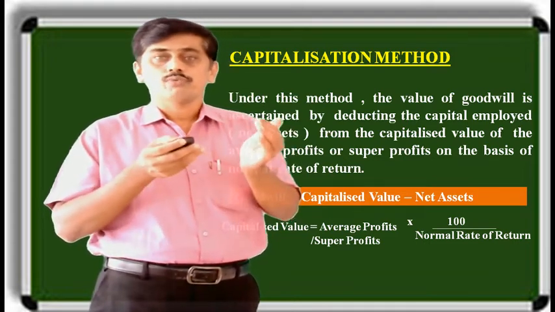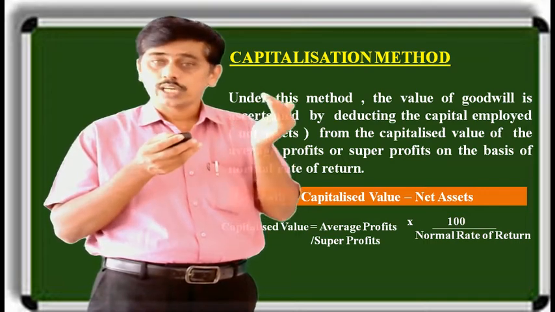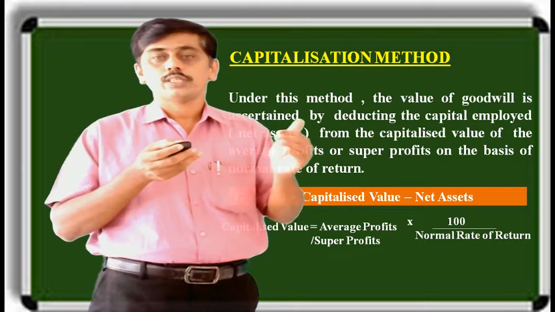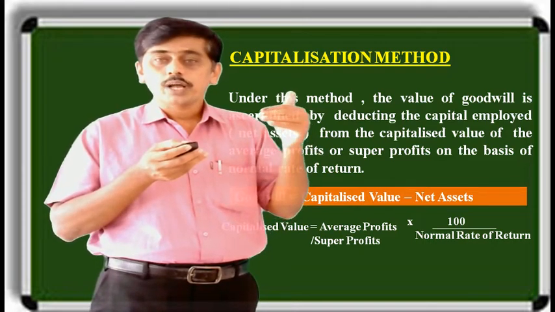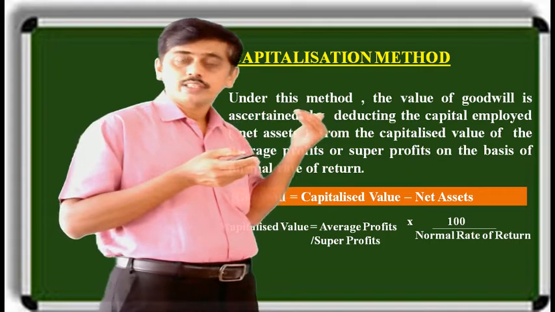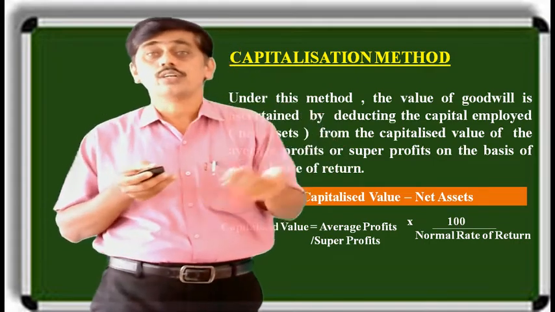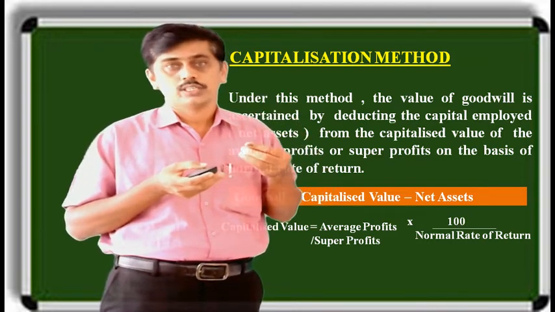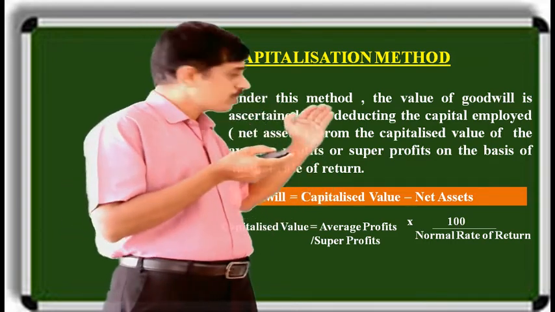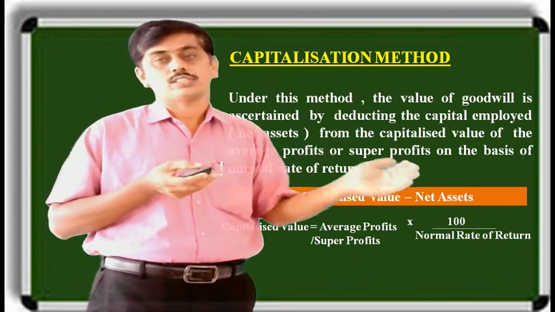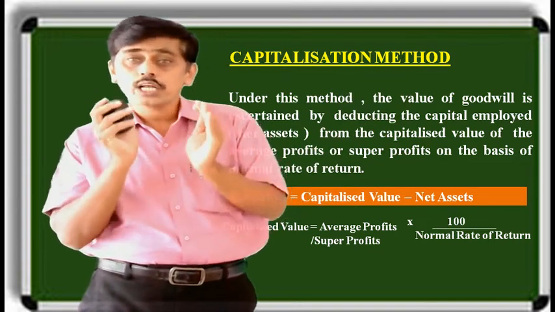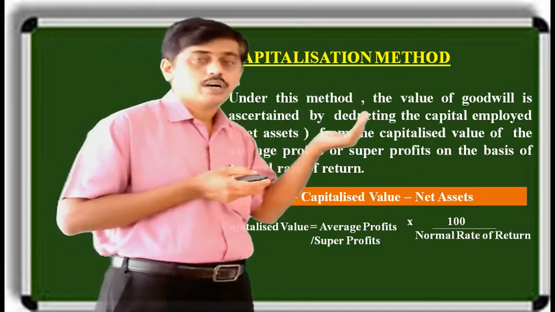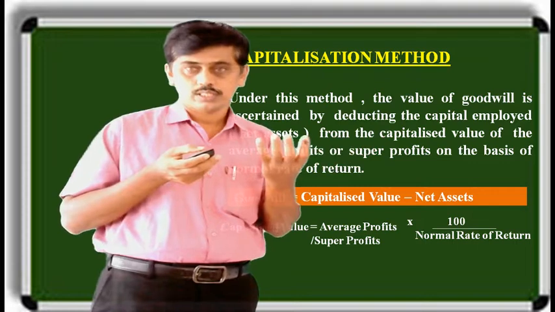What should we do? First, we have to find out the capitalized value of the business. How? By taking average profits or super profits and multiplying it by 100 and dividing it by the normal rate of return. Means inverse the normal rate of return will give us the capitalized value of business. And goodwill equals capitalized value minus net assets. And net assets equals total assets minus outside liabilities.